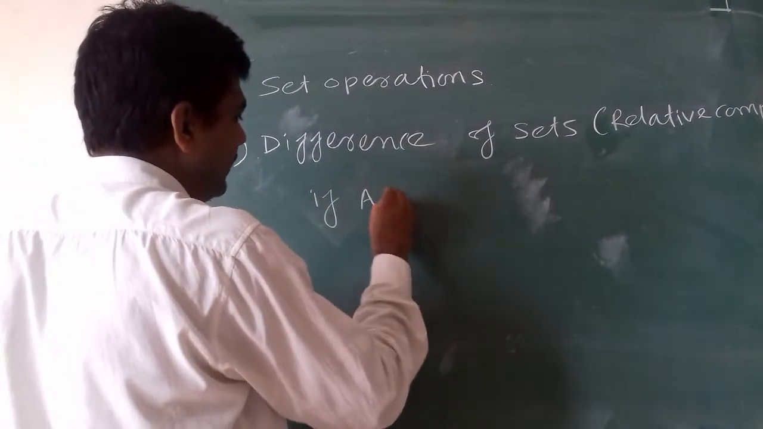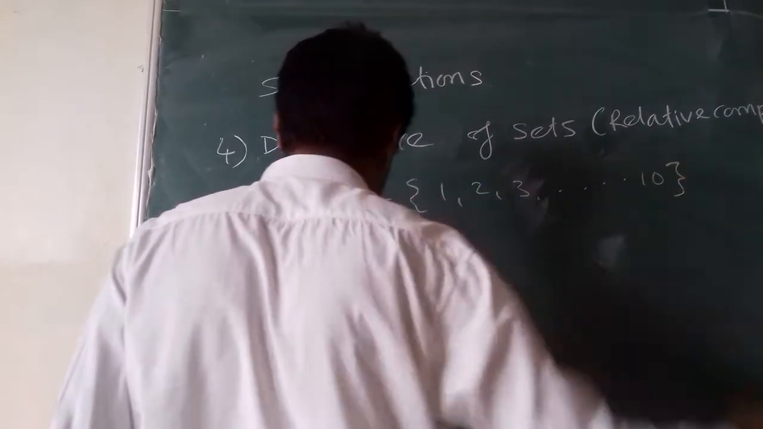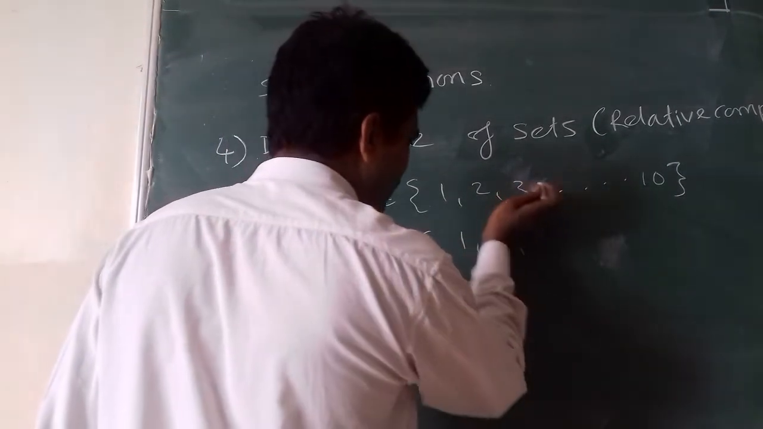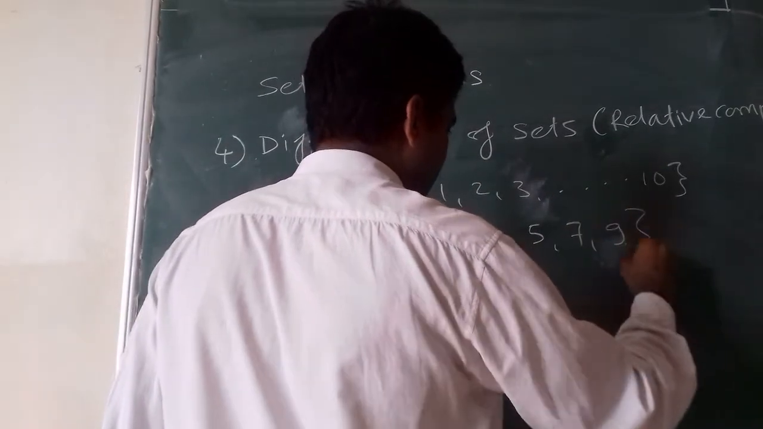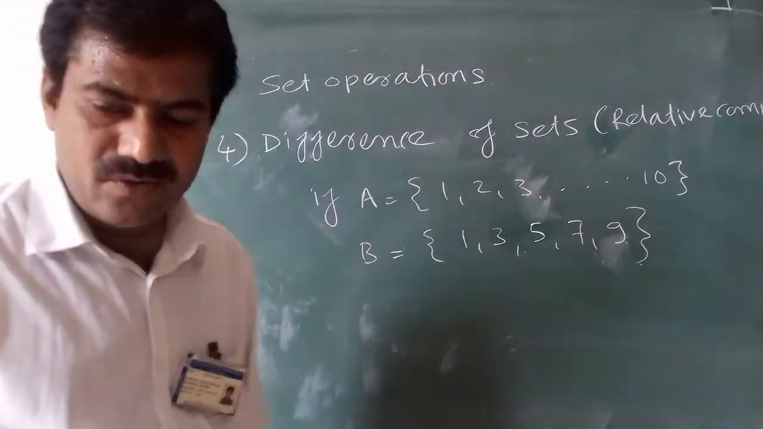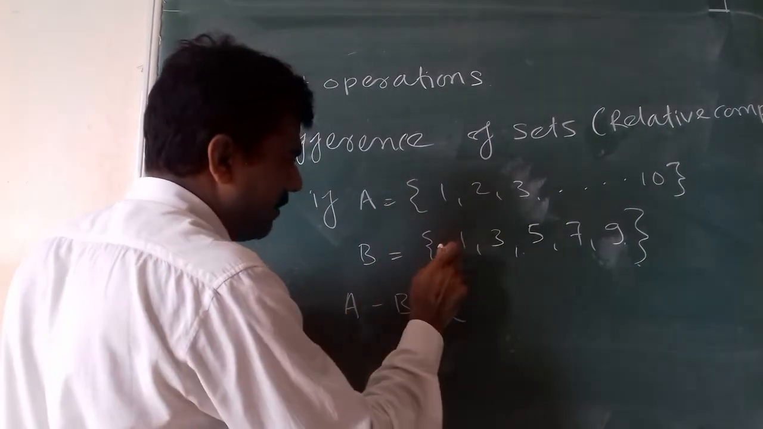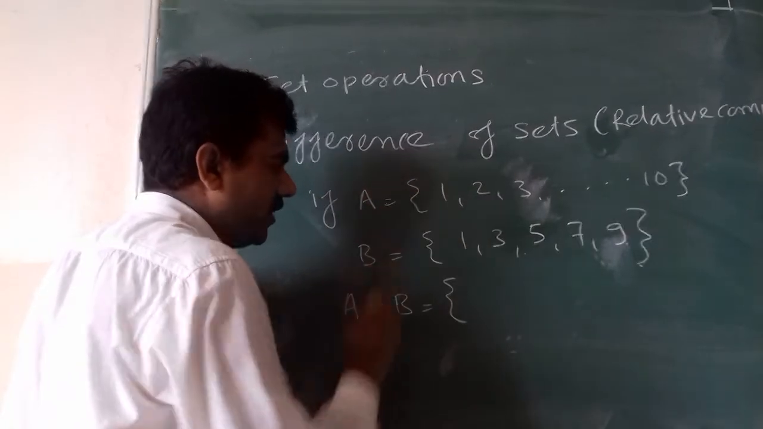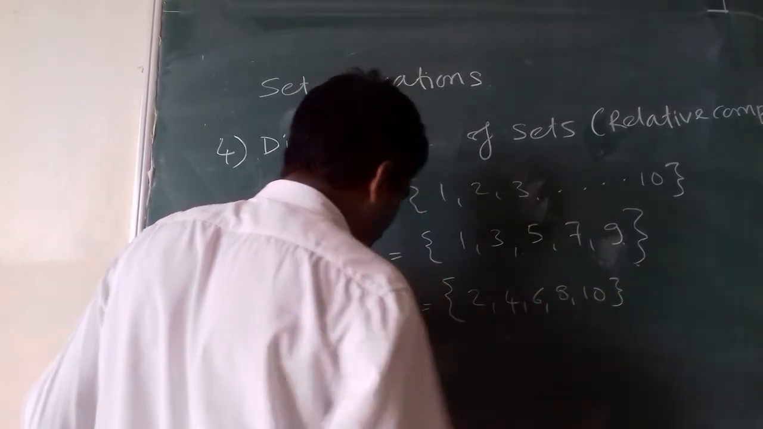If A is a set which contains the elements 1 to 10, and B is a set which contains the odd numbers, let's say 1, 3, 5, 7, 9, that is with respect to A, the odd numbers in between 1 to 10. Okay, so A minus B is what? We need to remove the odd numbers from this 1 to 10, so we receive a set of even numbers in between 1 to 10.